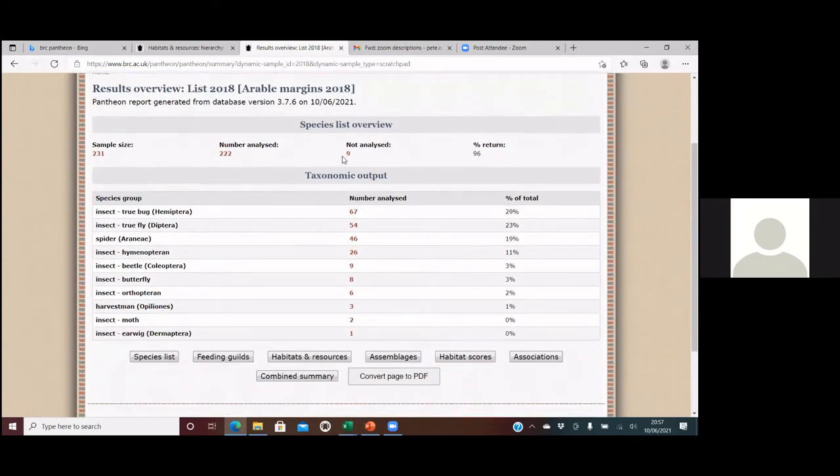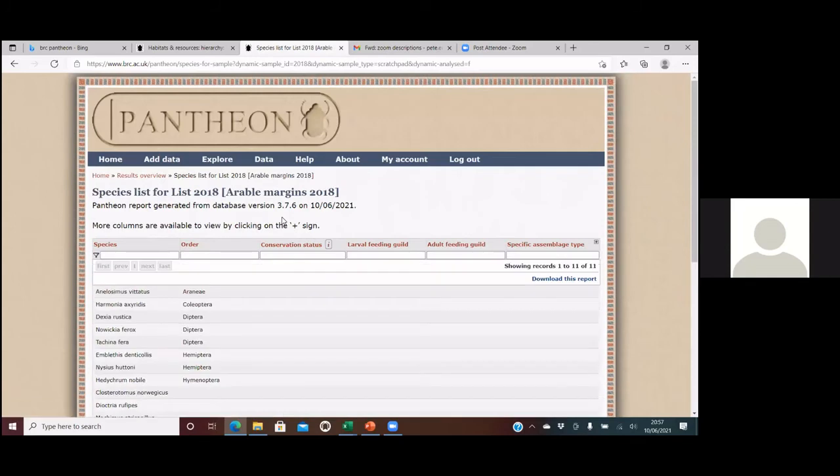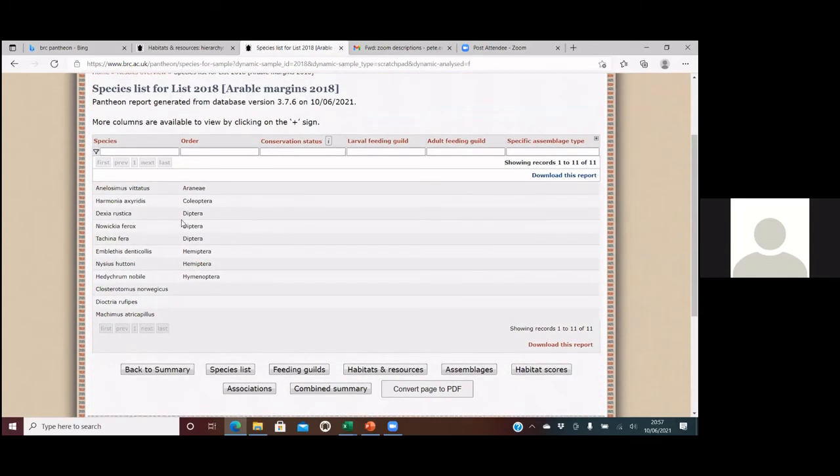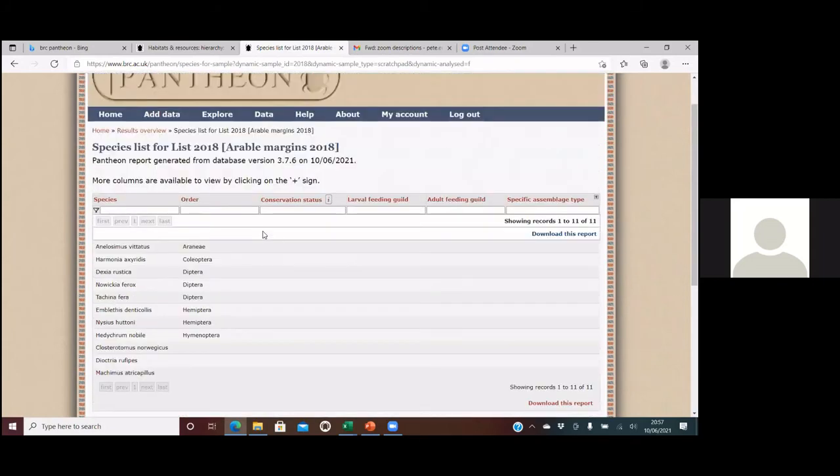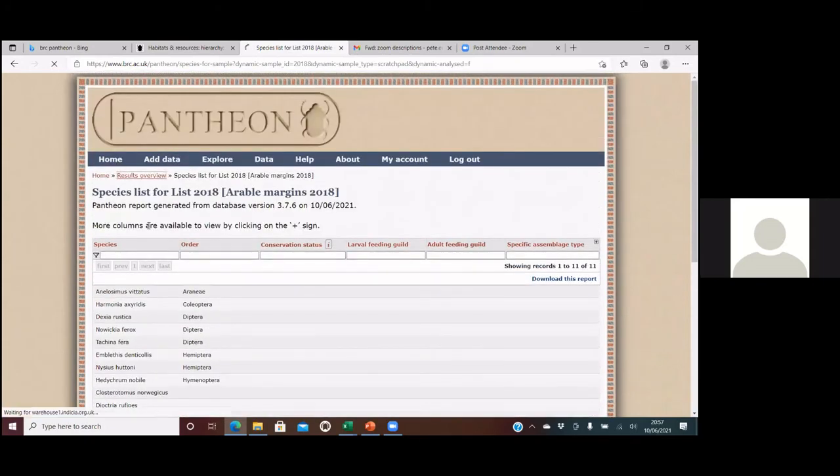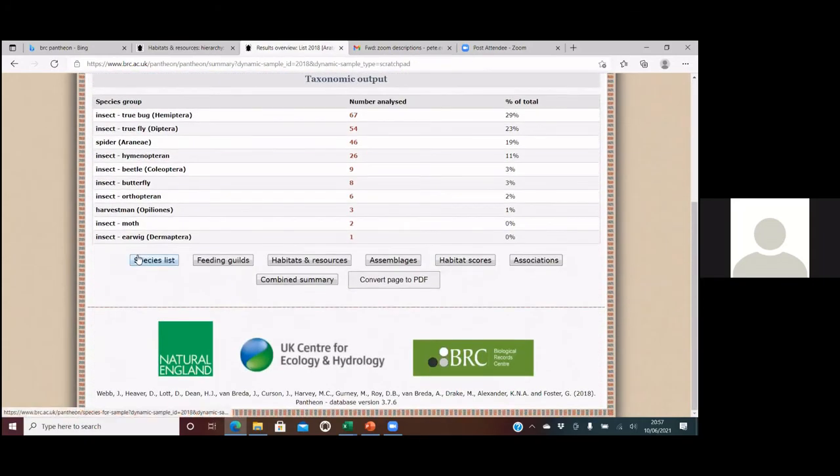9 species weren't analysed, and they were, again, the tachinids, and a few bugs, and a few other little bits. Harlequin ladybird isn't listed. I was not sure why those robber flies aren't. They should be, but they currently aren't. Back to the results overview. And the most important thing we wanted to know was the assemblages.